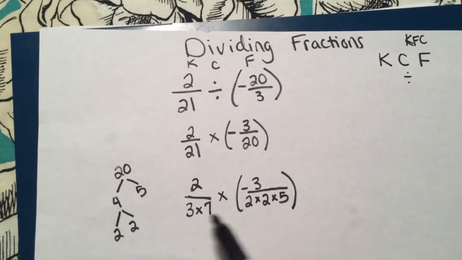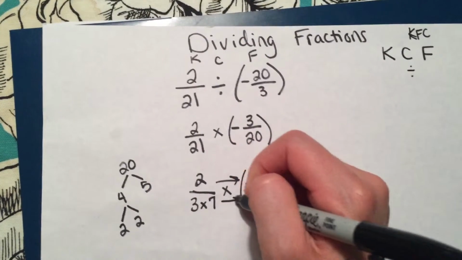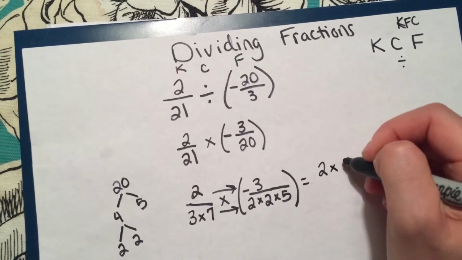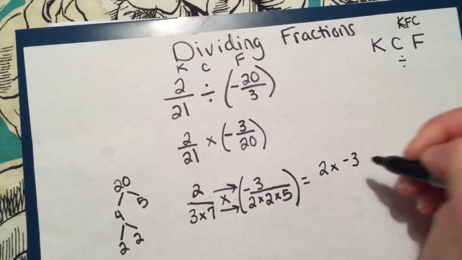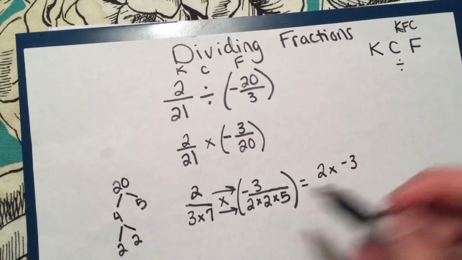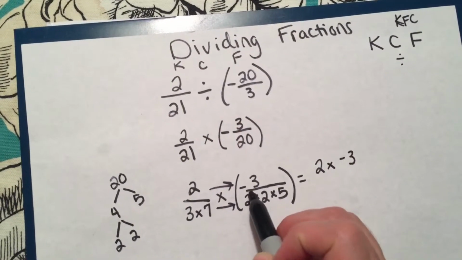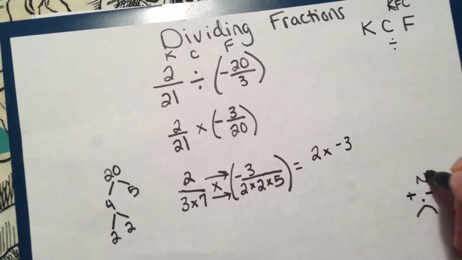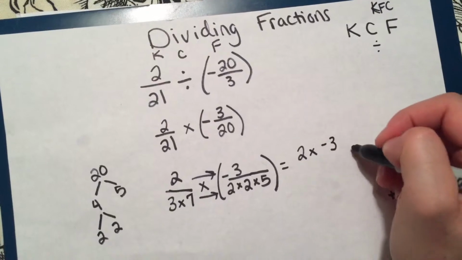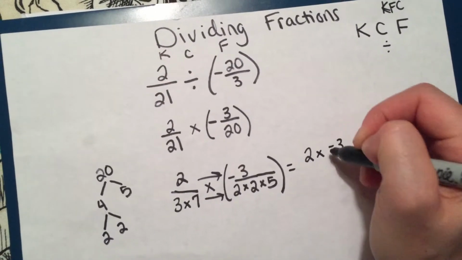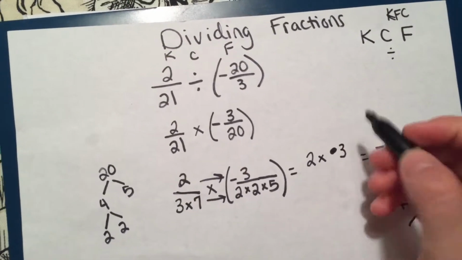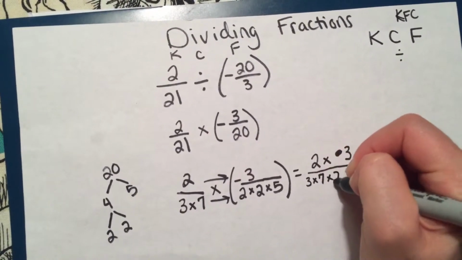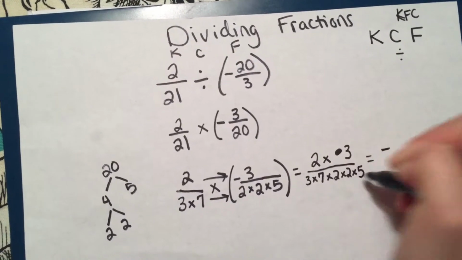Now what I'm going to do is I'm going to go ahead and multiply straight across, and then I'm going to start canceling. So I get 2, and I'm going to put the negative up here with the 3. The negative doesn't matter in this case, because remember, a positive times a negative. If you think back to your smiley faces, he's sad, he got punched in the eye, so that's negative. So I already really know that my answer is going to be negative. So I'm just going to get rid of that for the moment. So I have 2 times 3 on top. And then I have 3 times 7 times 2 times 2 times 5 on the bottom.